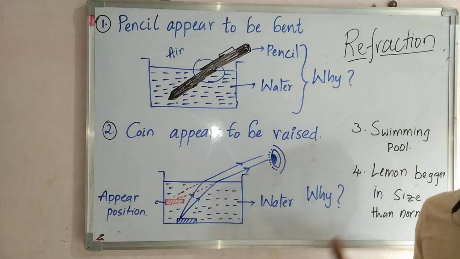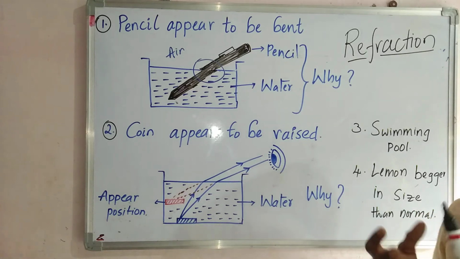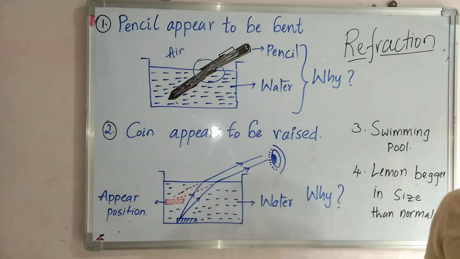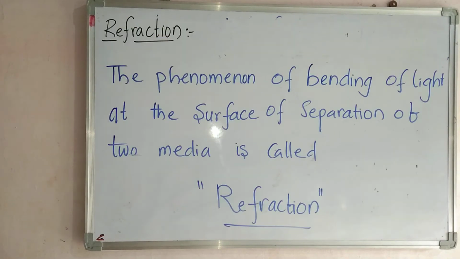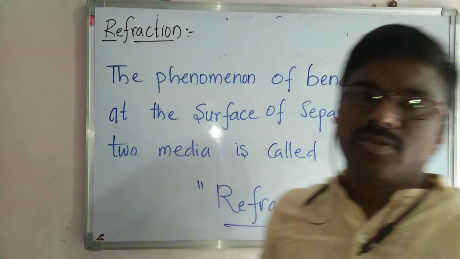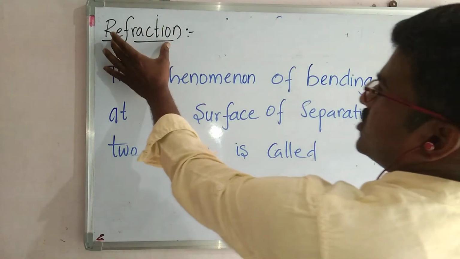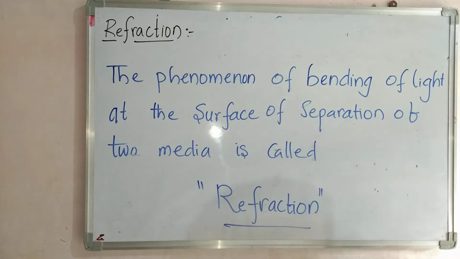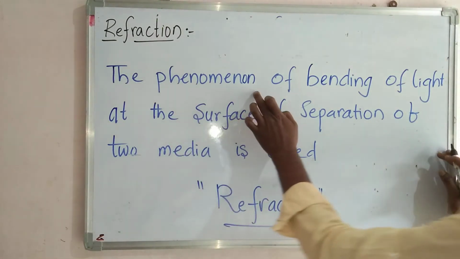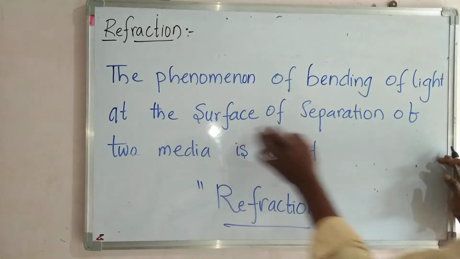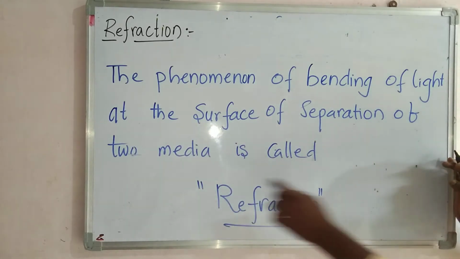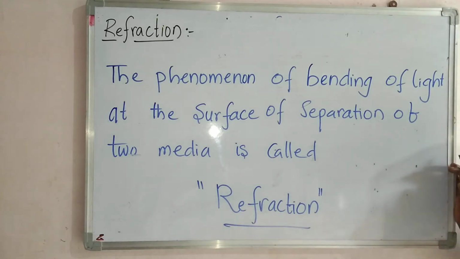Okay, let us see what is the definition of refraction and whether there is any formula for it, which we will discuss. Right, let us talk about the definition. What does refraction mean here? The phenomenon of bending of light at the surface of separation of the two media is called refraction.